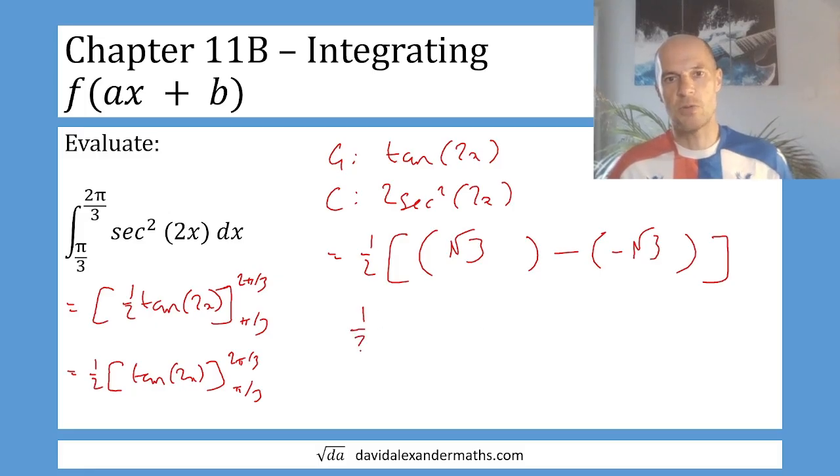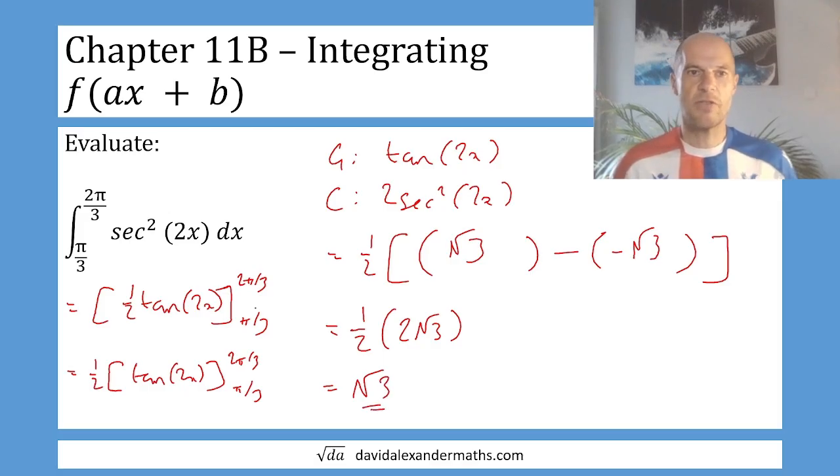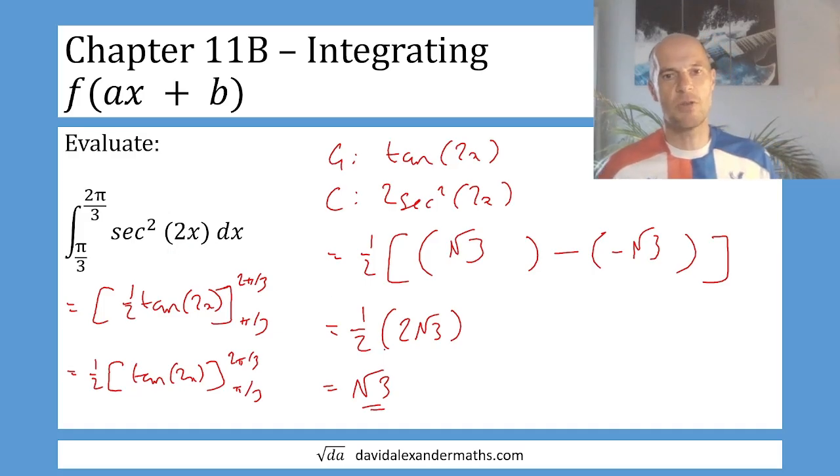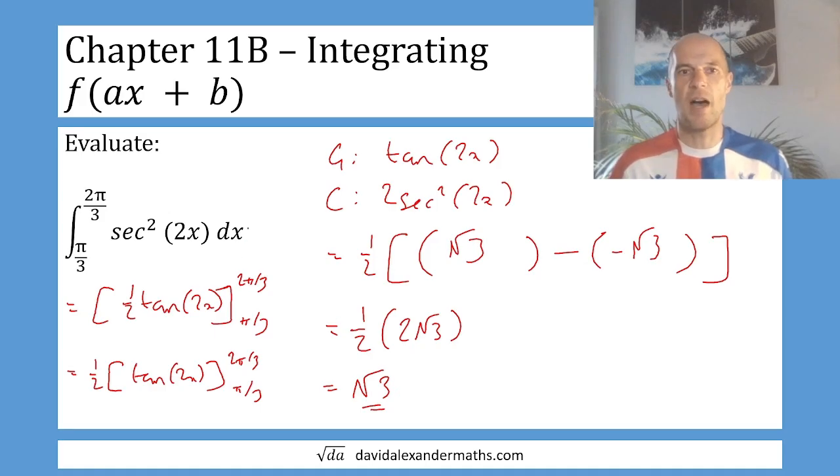So what I have here is 1/2 lots of root 3 minus minus root 3, which is 2 root 3, and of course 1/2 times 2 root 3, so the answer is simply root 3. Now when you type this into your calculator, it is very possible that your calculator will not be able to give you root 3. It might well give you an answer as a decimal, so you might want to double check that the decimal equivalent of root 3 is the same as what your calculator is giving you.